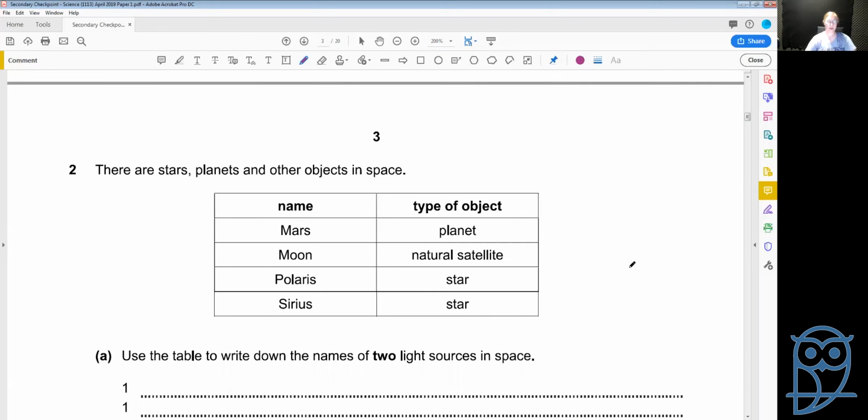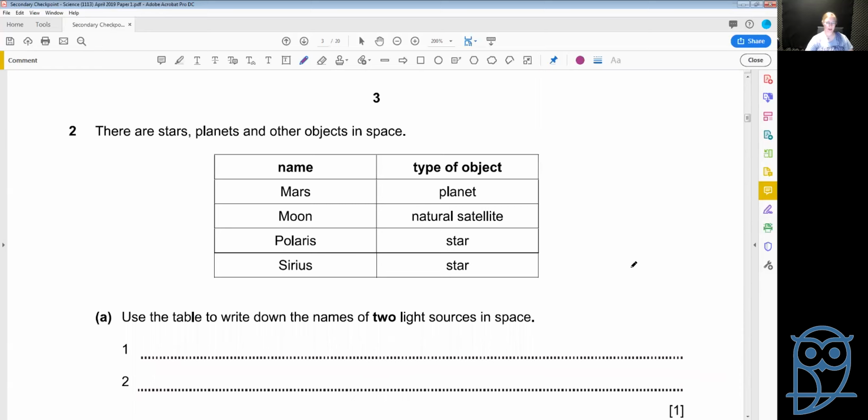Okay, question 2. There are stars, planets, and other objects in space. Use the table to write down the names of 2 light sources in space. So a light source is something that gives off light. It isn't something that reflects light.